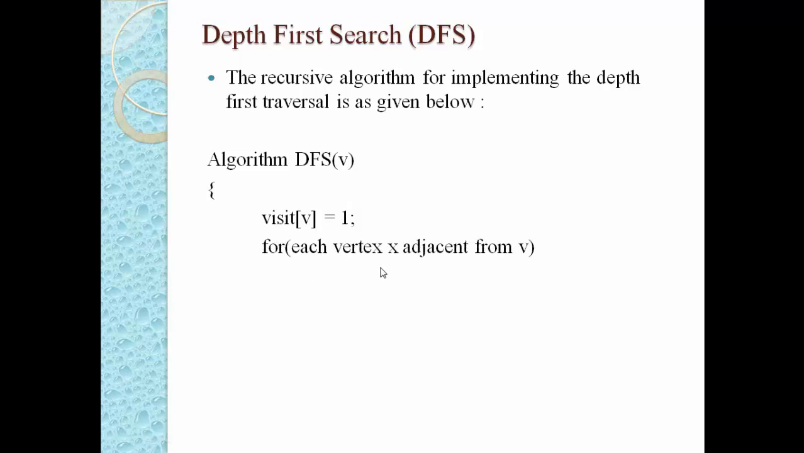Then we have to check each vertex X adjacent to V. We have to identify all the neighbor nodes of V. Among them we select one node which is not visited, so we check if visit of X equals 0. It means that the node is not visited. If yes, then we visit this node. It means that we pass this node as an argument and call the same function again. This function calling itself is known as recursion. So this is all about our depth first search algorithm.